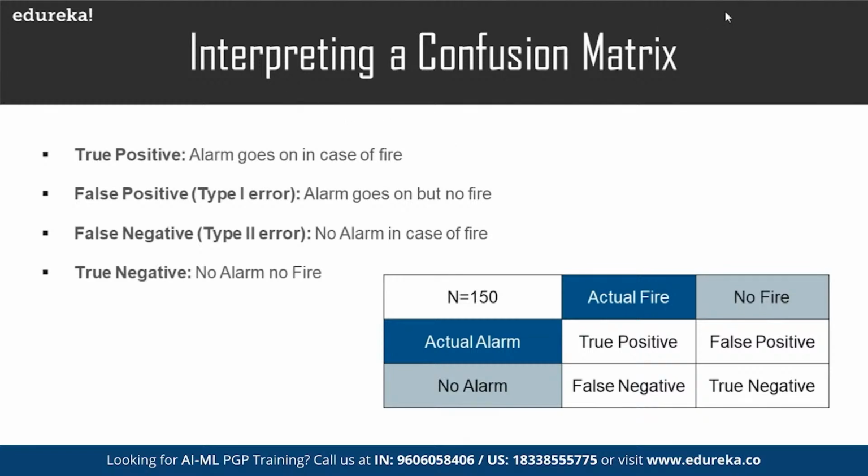And again, true negative: no alarm, no fire, so again no problem. So true positive and true negative, of course. This is how we build a confusion matrix. Here, n is nothing but the number of samples. How many data samples do we have? For example, how many cat images do we have?